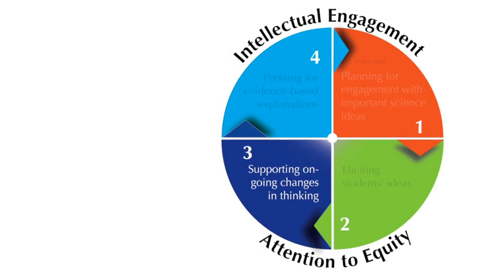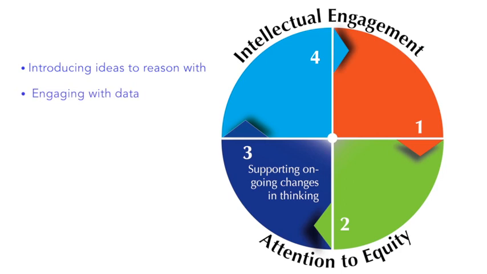In this video, we show the practices that support ongoing changes in student thinking. The first of the practices is introducing ideas that students can use to reason with in the upcoming activity. This is an interactive form of direct instruction. The second is engaging students with an activity that generates observations or data. The second practice requires that students use the introduced ideas from the previous practice to reason with.